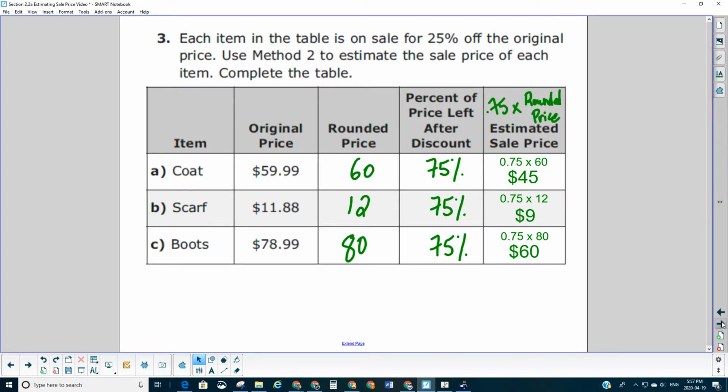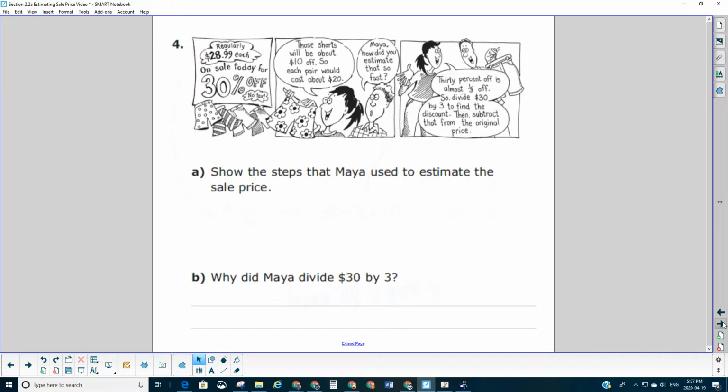Finally, on page 40, we're going to do the last question, number 4. So it's got this little cartoon here. You see some shorts here, and it's got a regular price, but they're 30% off, and there's no tax. So Maya here says those shorts will be about $10 off. So each pair would cost $20.